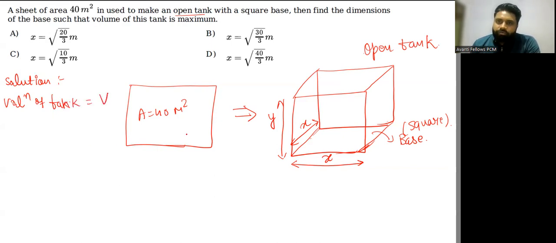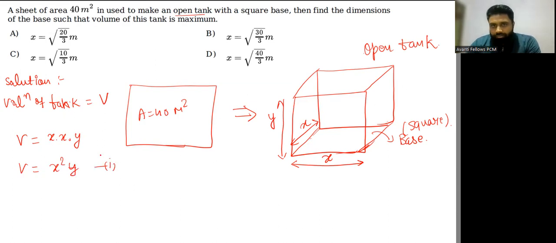We know the formula for volume. It is a cuboidal shape, so length, width, and height, the three dimensions, are to be multiplied. So volume here is, what is the length? You can take this x, width is x, and height is y. So volume you have as x square y.